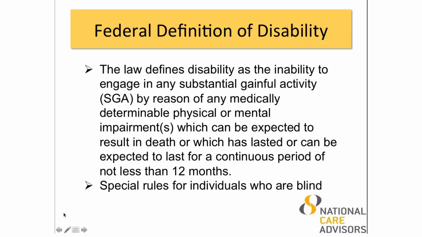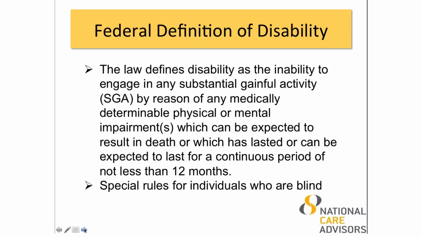There are special rules for individuals who are blind, and so by definition, if an individual is defined as legally blind, they are going to automatically meet the definition of disability. We often get a question about, what about folks that are hearing impaired? As of today, our government does not recognize that as an automatic criteria for disability.